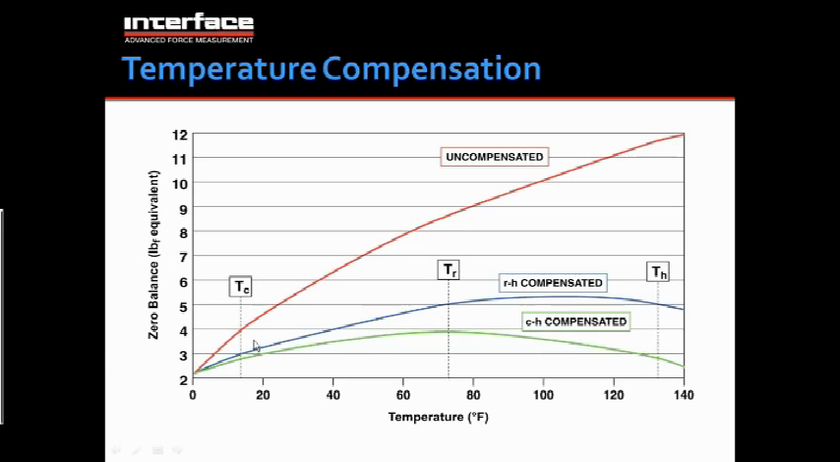In the second condition, this blue line represents the output signal out of a load cell that has been compensated, but the compensation has been performed from room to hot temperature, and that has decreased the amount of error in our output signal to just under 6 pounds. However, if we perform this compensation procedure from a low temperature to a high temperature, we see that the values represented by this green curve, the errors that we obtain out of that load cell, have been kept to under 4 pounds.